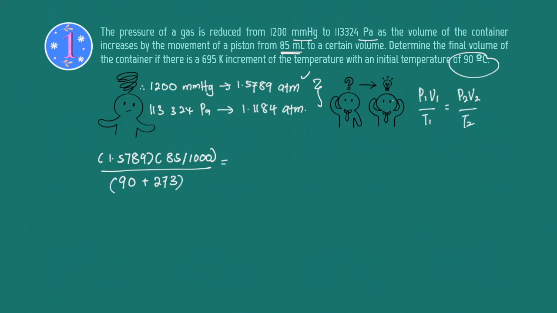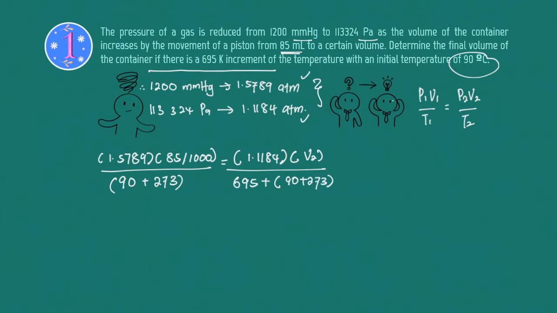We are going to do the same thing for the other side. The pressure that we have calculated is 1.1184. Then the final volume is the thing that we want to calculate. And you can see here, there is a 695 Kelvin increment. This is not your final temperature, but it is actually the increment from the initial temperature. So 695 plus 90 plus 273. Make sure that you don't get this wrong.